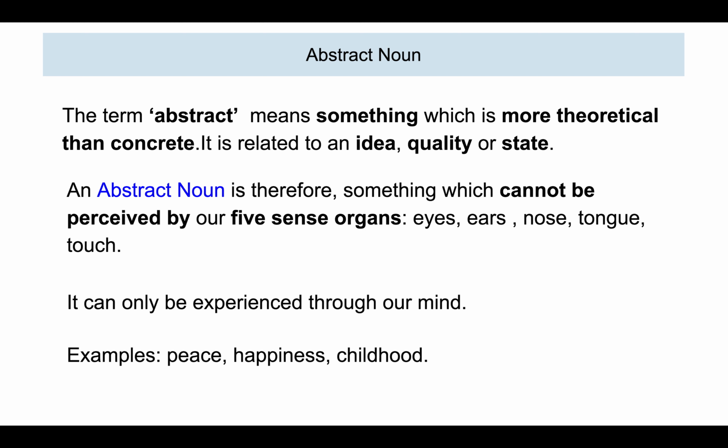What are the examples? A few examples have been given here. Peace. Now, peace is something which can only be felt. You can't really touch it, but you can feel it in your heart, you can feel it in your mind. Happiness. It's again a sensation. It's a feeling of happiness or joy. Childhood. Childhood is a state. Like you have fatherhood, childhood, boyhood. These are all states which can also only be experienced, but they cannot be seen or heard.